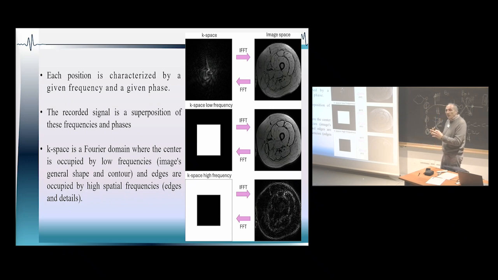That's why some people are trying to reduce the sampling of the K-space to reduce the acquisition time. And with this, sometimes you can get as much information as when you were covering the entire K-space. But this is another story.